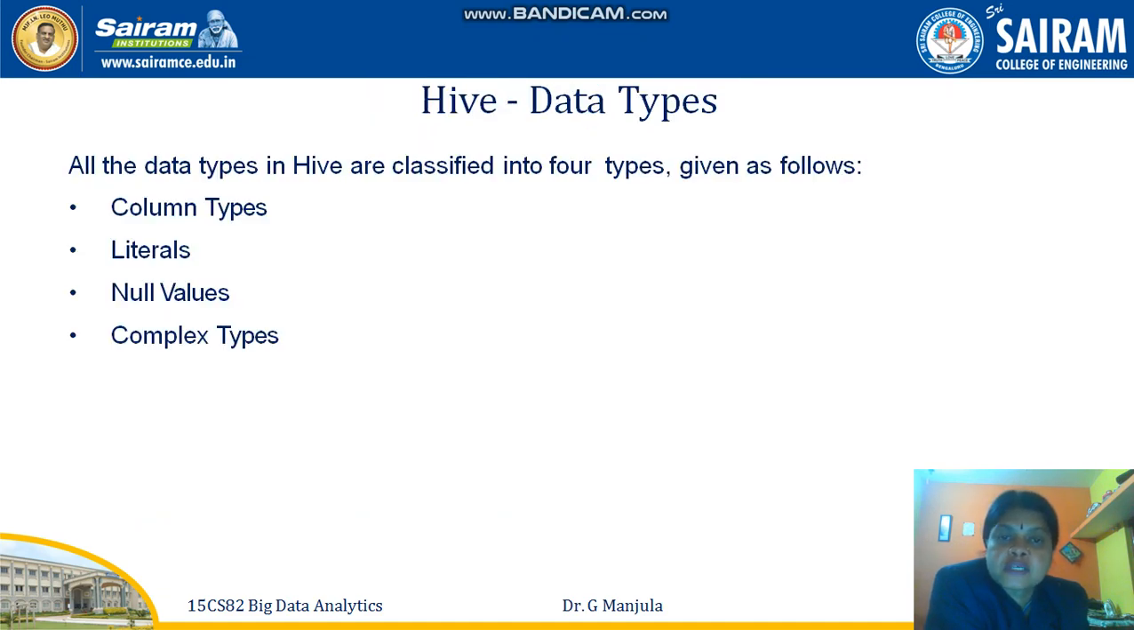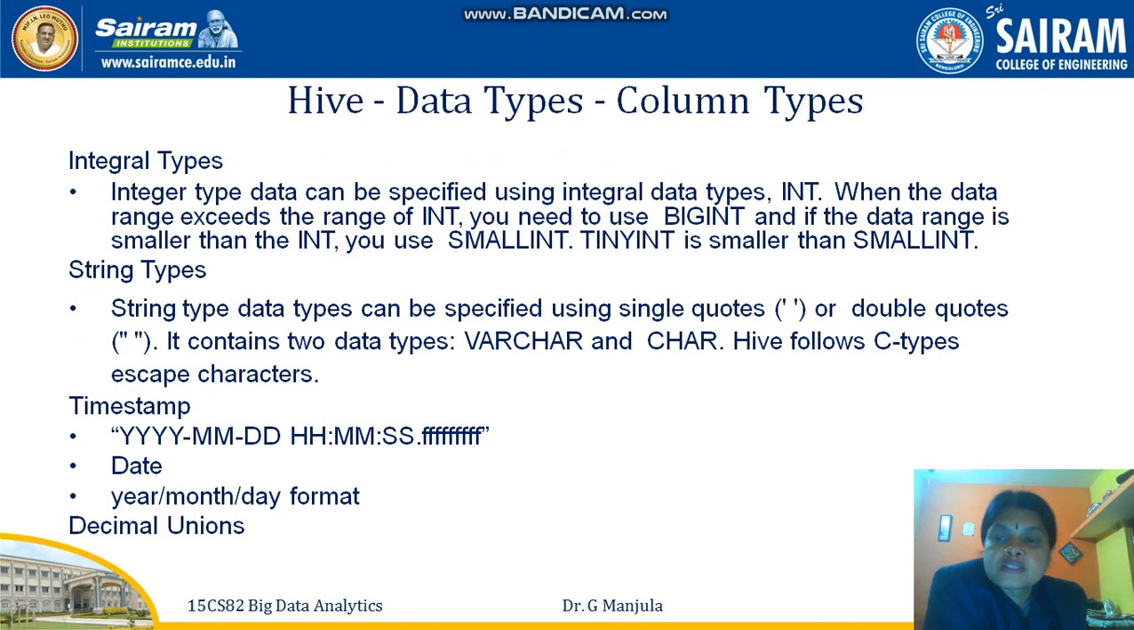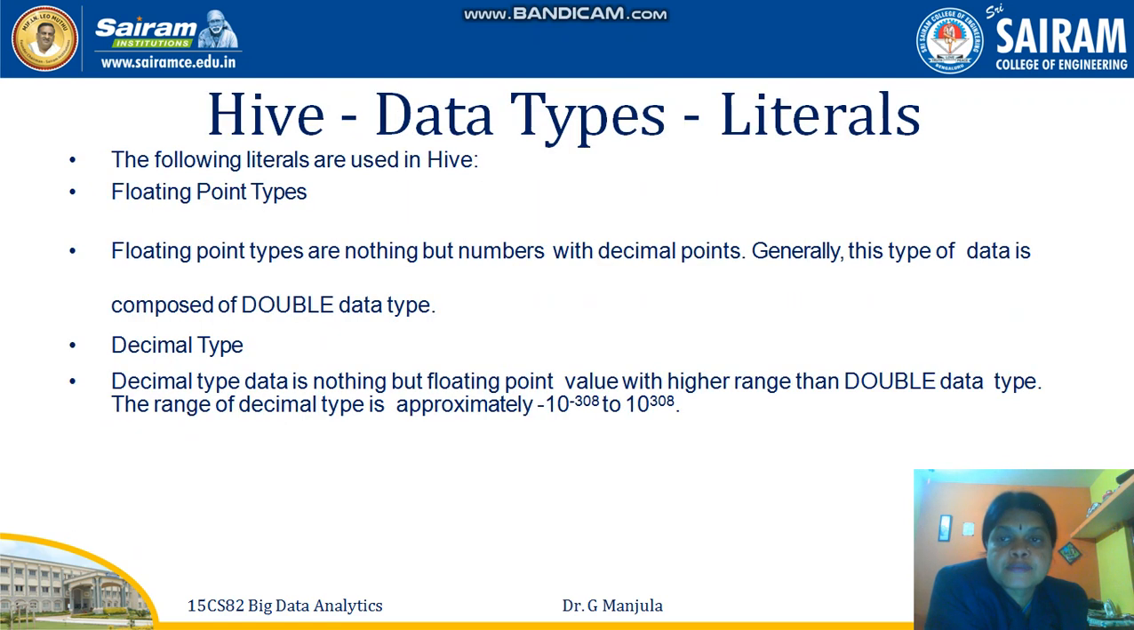There are 4 major types of data types: column types, literals, null values and complex types. These are the 4 different categories of data types in Hive. Now we will study them. Integral types include tinyint and smallint. String types include varchar and char. For timestamp we can use the yyyy-mm-dd format, and similarly decimal and unions. These are the different column types.